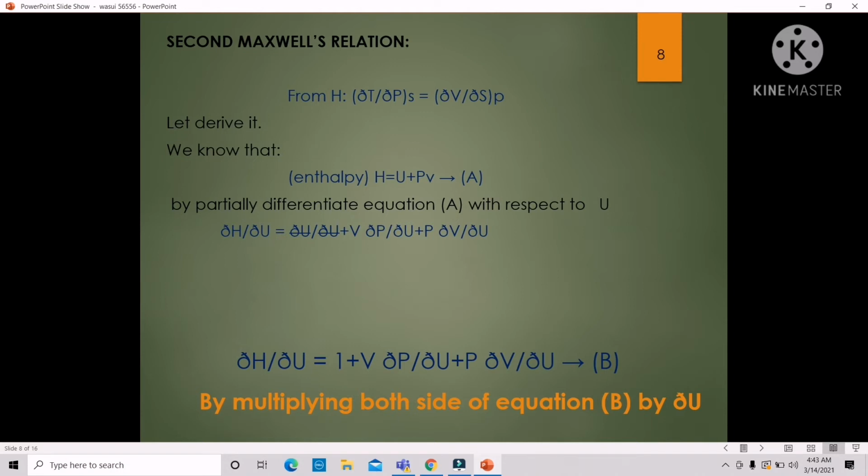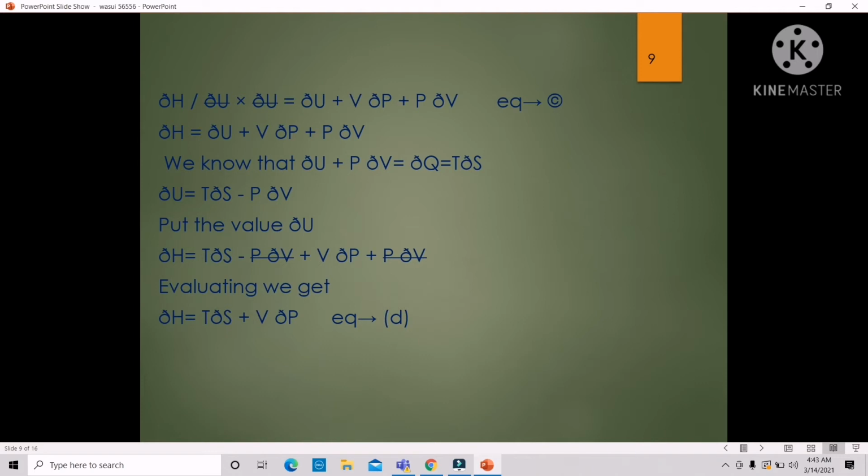By evaluating, we have this form of equation for the change in enthalpy with respect to change in internal energy. So multiplying both sides of equation B by the change in internal energy, we have just to evaluate, and we must have two parameters that will make the Maxwell equation. So change in enthalpy divided by change in internal energy multiplied by change in internal energy is equal to change in internal energy plus V dP plus P dV, which means change in volume.